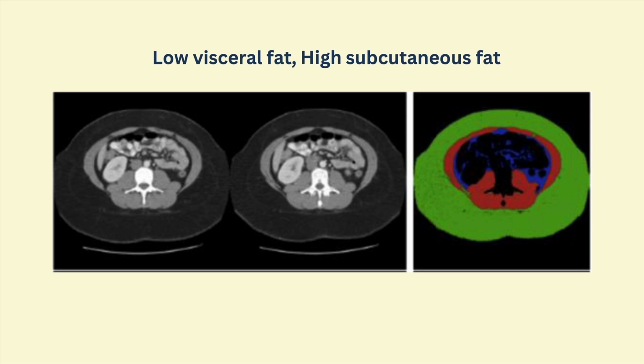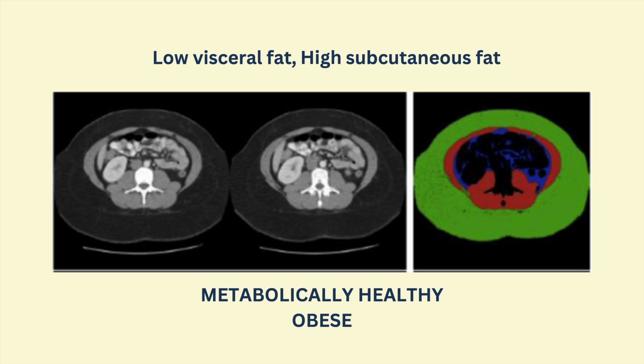Let's look at this person. They've got a massive amount here of subcutaneous fat, but they've also got very little visceral fat. So this, paradoxically or surprisingly, is what we call a metabolically healthy obese. This person is not at the same risk as someone who has the same BMI but is caked with visceral fat.